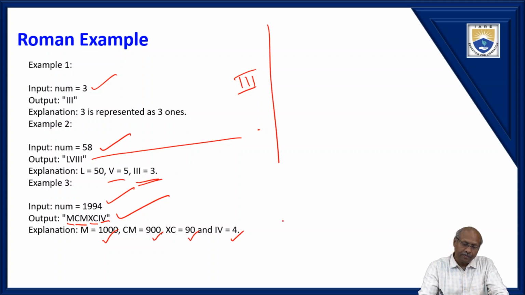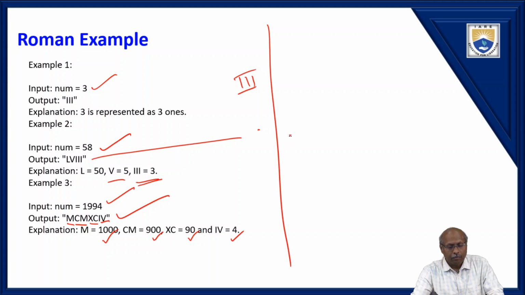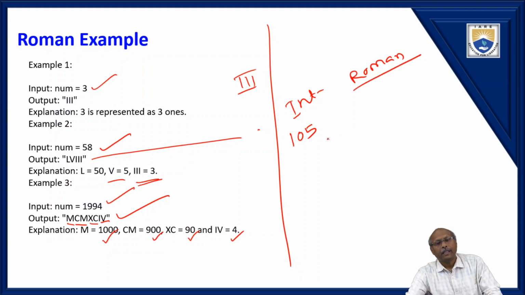For that, for example, if I give 105 as my integer, then what is the corresponding Roman string? Because my maximum value is 1000, I will divide by 1000. Will I get any value? I will not get any value, because 105 is not divisible by 1000. Then I will try to divide by 500. Is it divisible by 500? No. Then I will divide by 100.